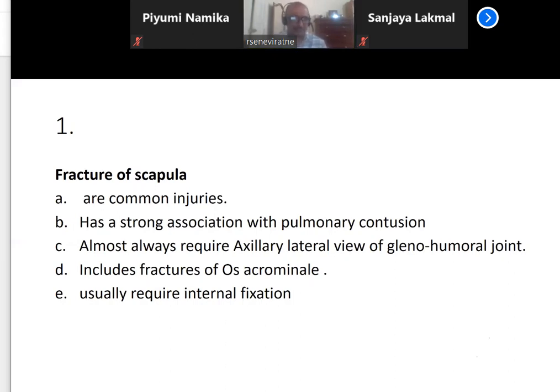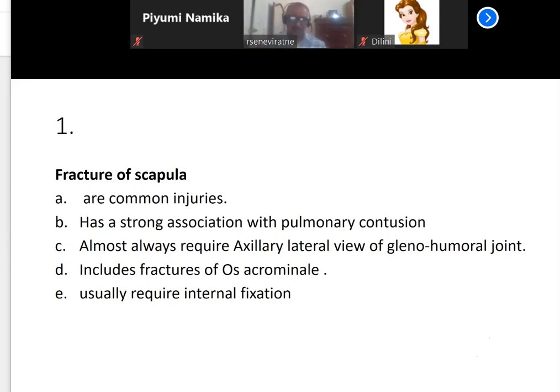So first question, fracture scapula. Anybody? A, are common. False. It is rare, and has a strong association with pulmonary contusion. B, True. Yes, that's true. Pulmonary contusion, because the direction is right across the chest to get injured. It is also a high velocity trauma, so it's associated with a lot of other injuries.